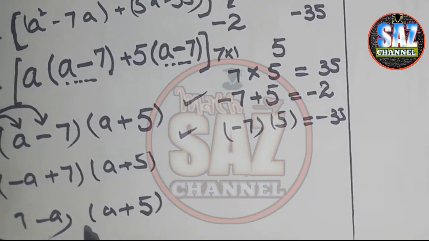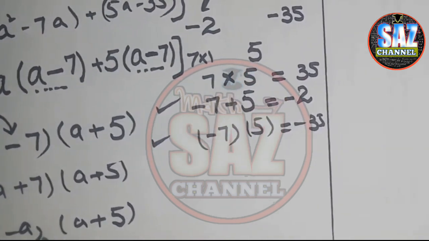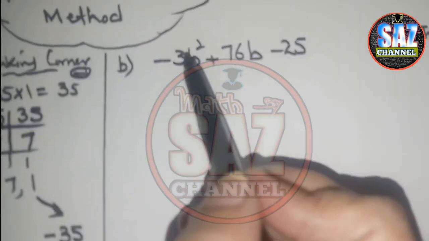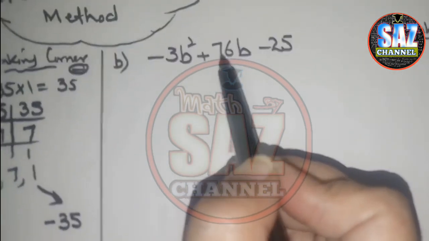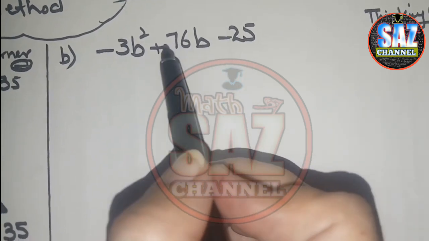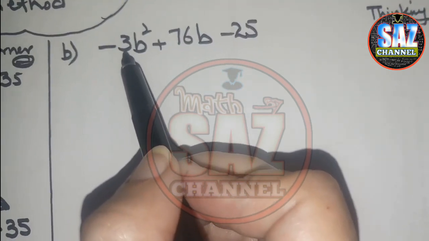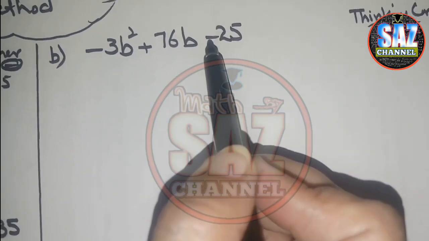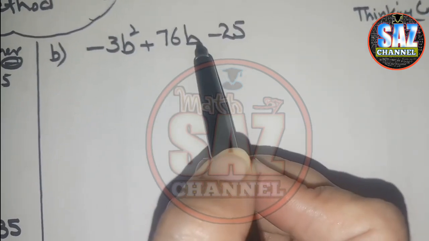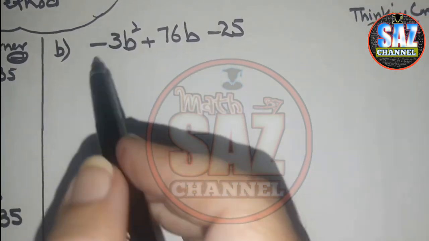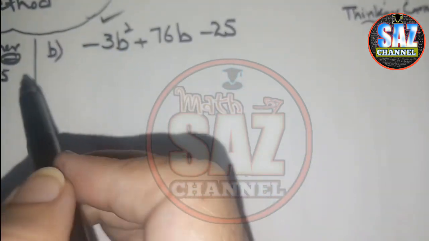I hope you are clear about this question. Coming to the second question, let's read the question, that is minus 3b square plus 76b minus 25. First of all, we have to see, can we take any number as a common factor? But 3, 76 and 25 are not coming in one table. So we cannot take any number as a common factor.